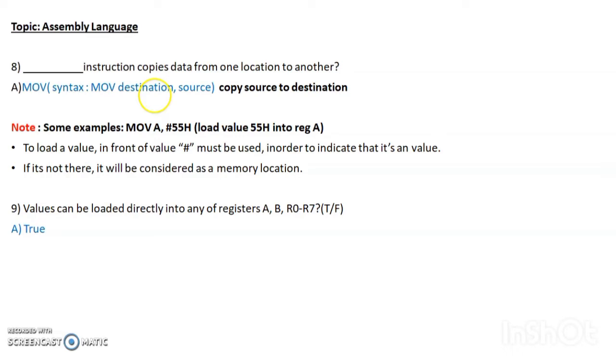Bit number 1. Values can be loaded directly into any of registers A, B, R0 to R7. Is it true or false? The answer will be true. You can load the value directly into any of the registers.